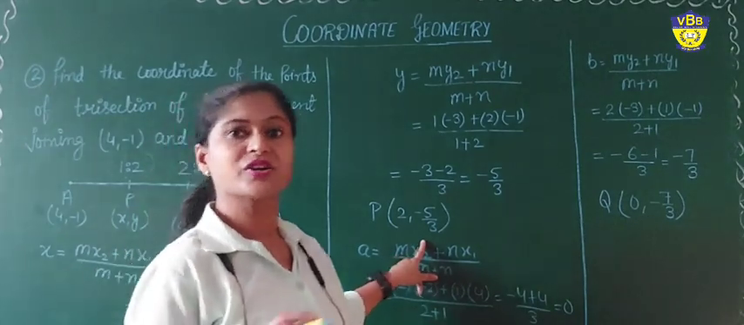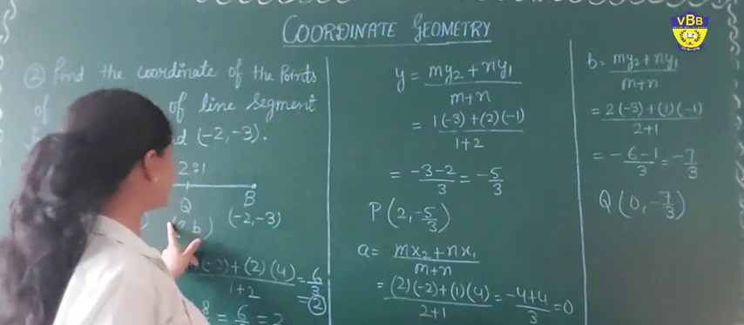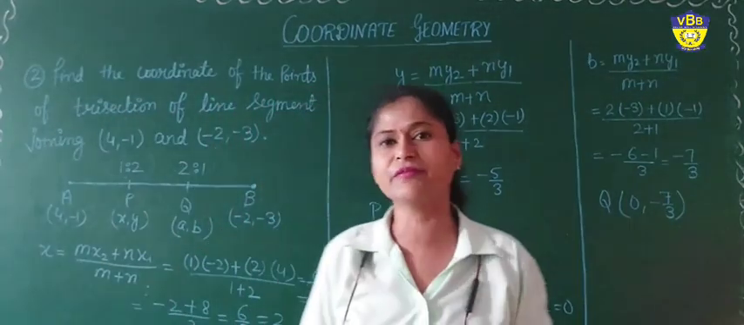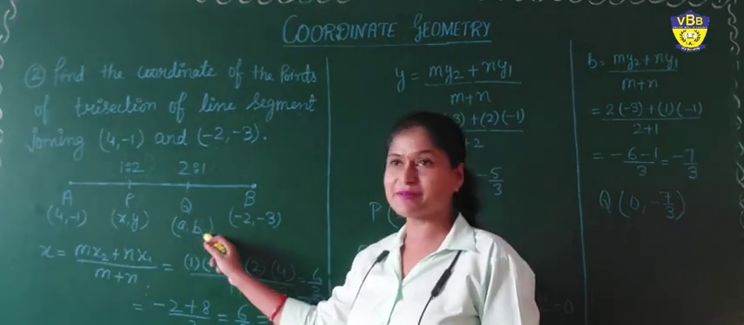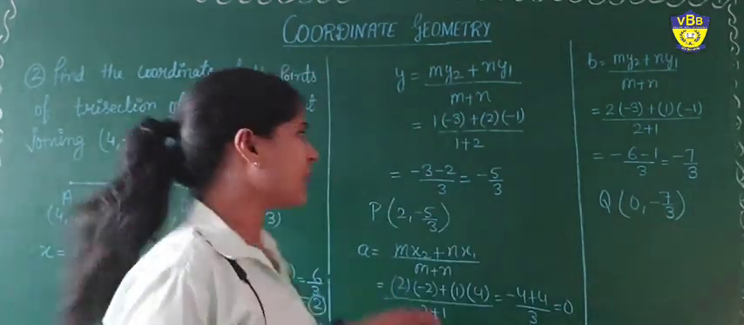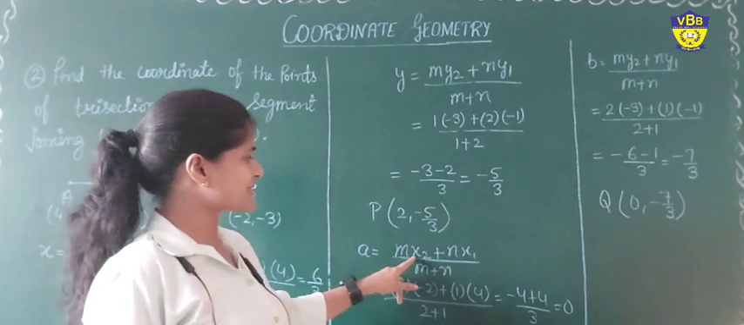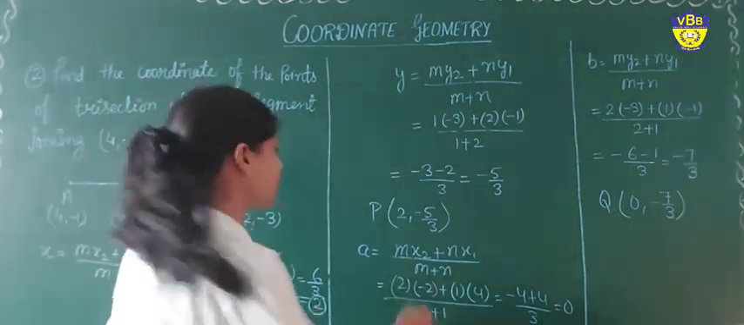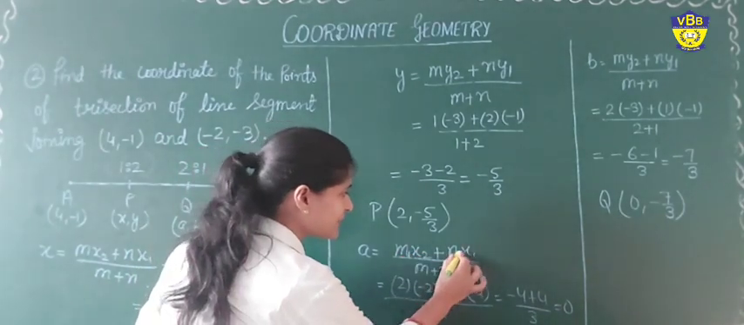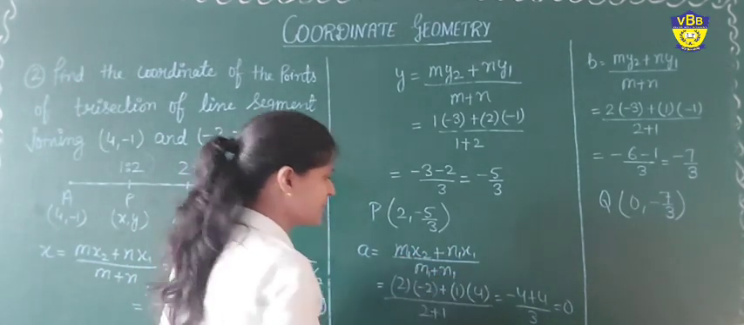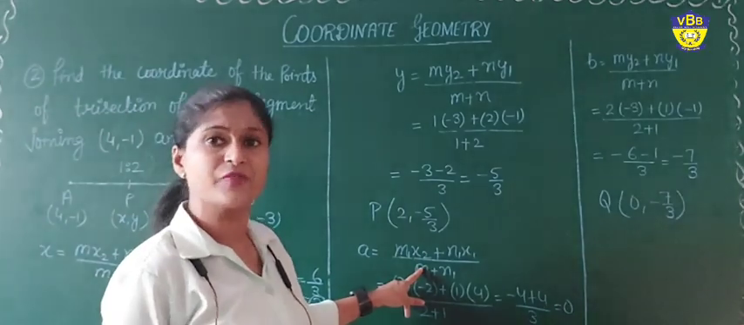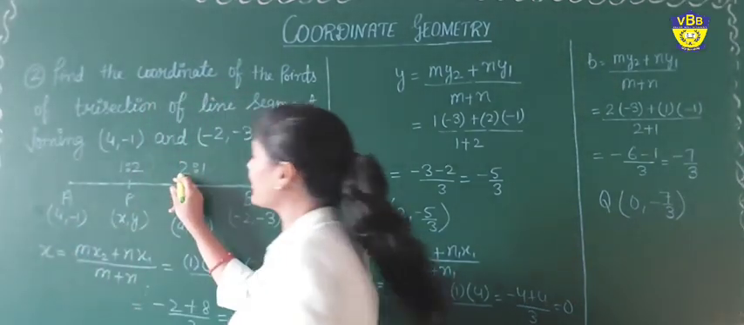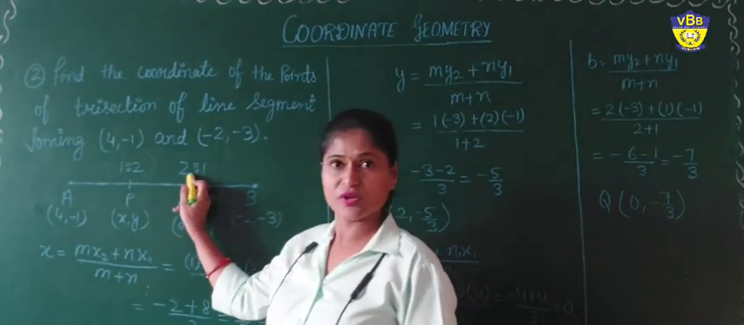Now find out the Q coordinate. I am taking it as A comma B. You can use any variable you like. So A and B. What will be the formula? A is m x2 upon m. Now m and n are different here, so I will represent them as m1, n1: m1 x2 plus n1 x1 upon m1 plus n1. What is the value of m1? This will be 2.